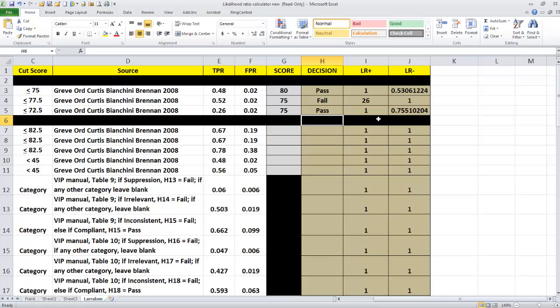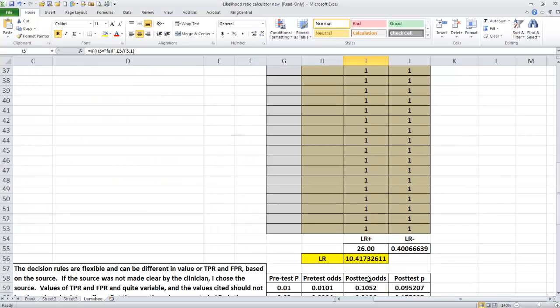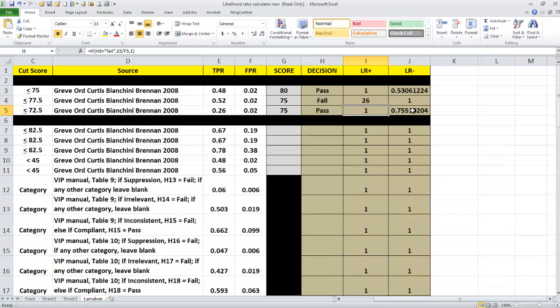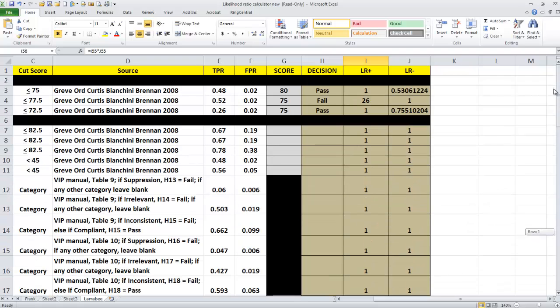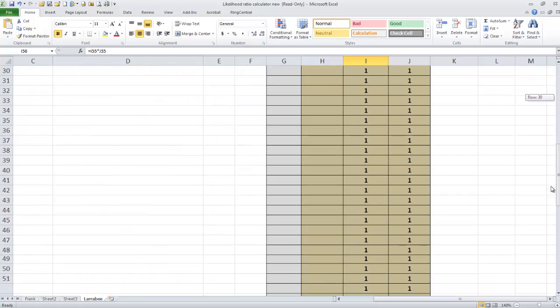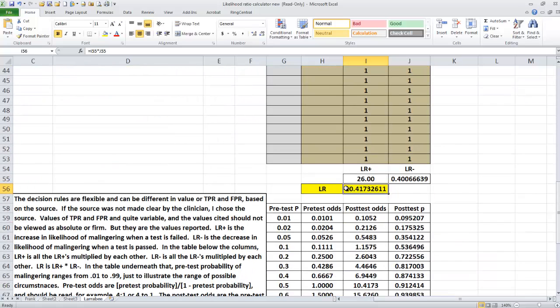And now, so if you're giving this test, you might say, well, what are the odds? Or what's the change in the odds or the likelihood ratio? Now, in this column, we're just going to multiply all the likelihood ratios by themselves. We get 26. Here, we're going to multiply all the negative likelihood ratios by themselves. We get 0.4. We're going to multiply them together. So you see, based on the performance of the word memory test, this is according to Grieve et al. data, the odds are increased by a factor of 10.